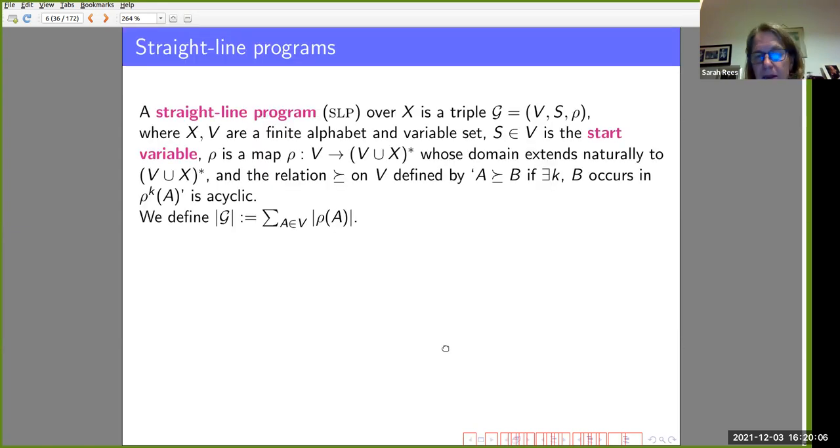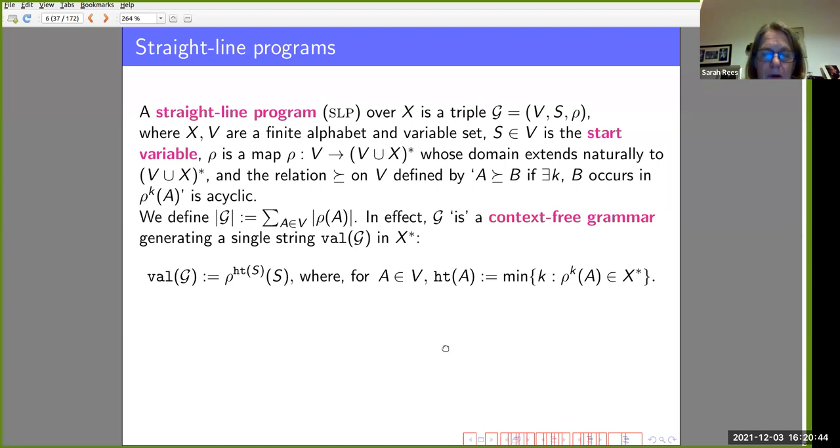And the leaves of the tree, ultimately, when I keep applying the productions again and again, eventually the variables will disappear, and I'll get words over the generators. So it's just a context-free grammar. Then the size of this straight line program, this context-free grammar, is the total length of all the productions of all the variables in the grammar. And the purpose of this straight line program is to produce a word. The word that it produces is the concatenation of all the leaves of the tree that you get by applying this grammar. That's called the value of the straight line program, the value of the grammar.